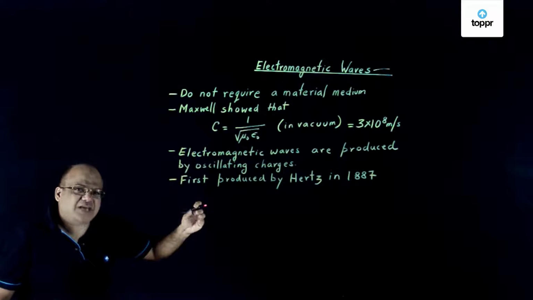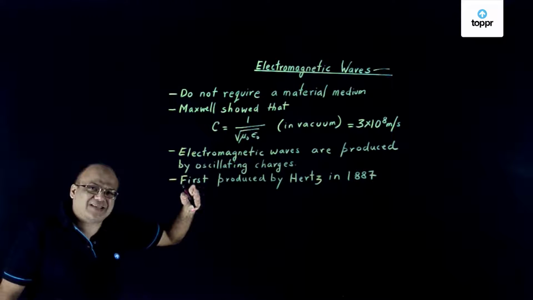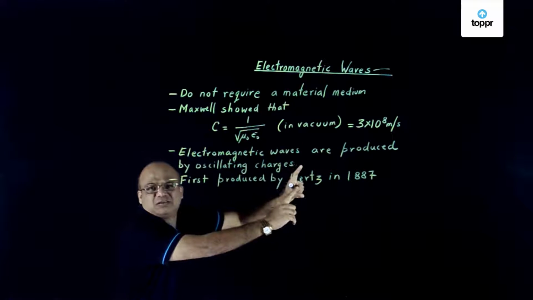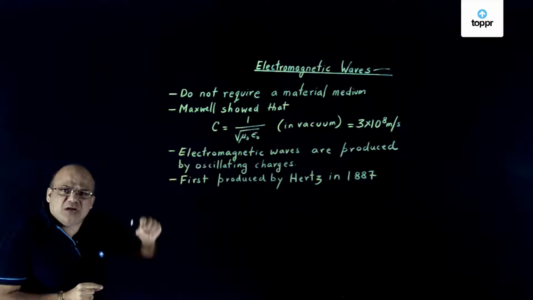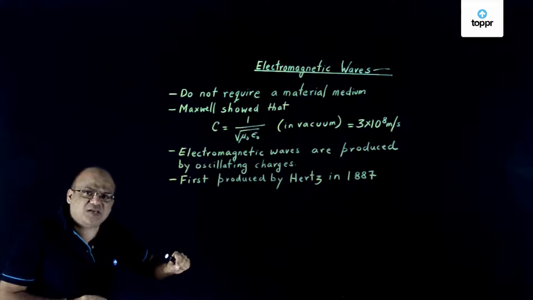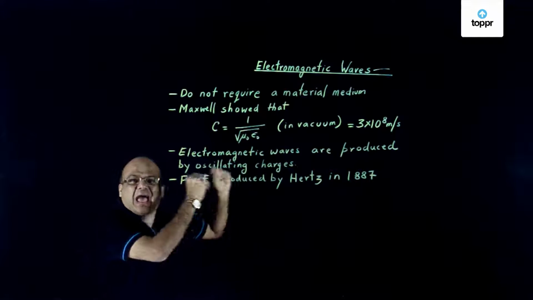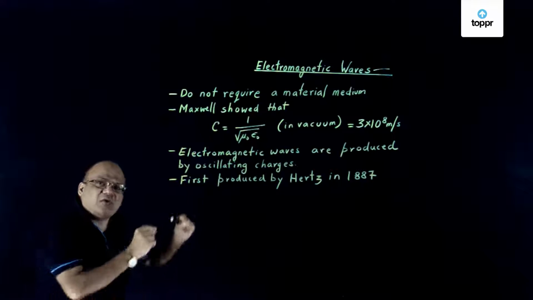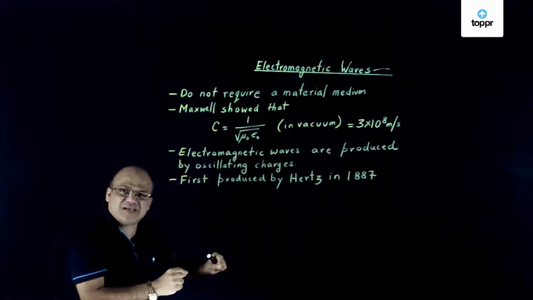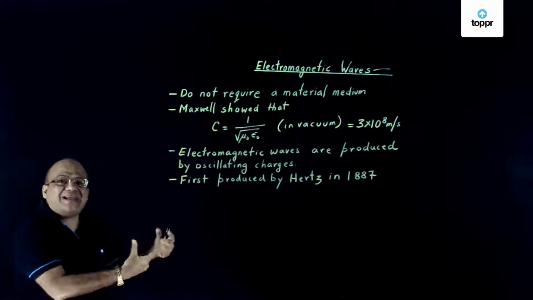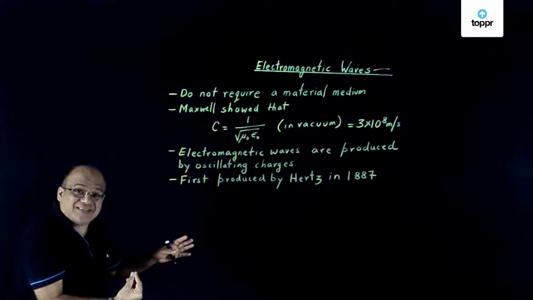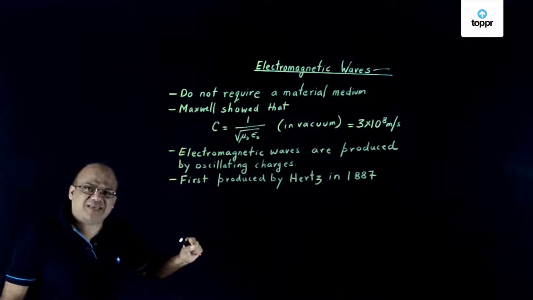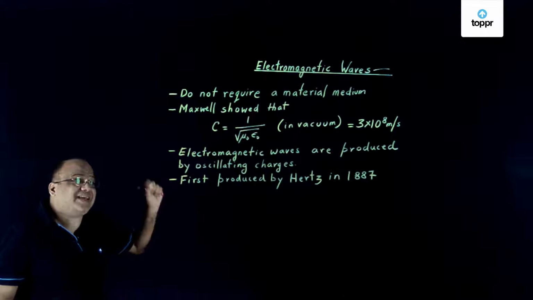Electromagnetic waves are produced by oscillating charges. A charge at rest will produce an electric field. A charge moving with uniform velocity will produce an electric field and a magnetic field. And an accelerated charge will produce an electric field, a magnetic field, and electromagnetic waves. So, the basic source of all electromagnetic waves is an accelerated charge.